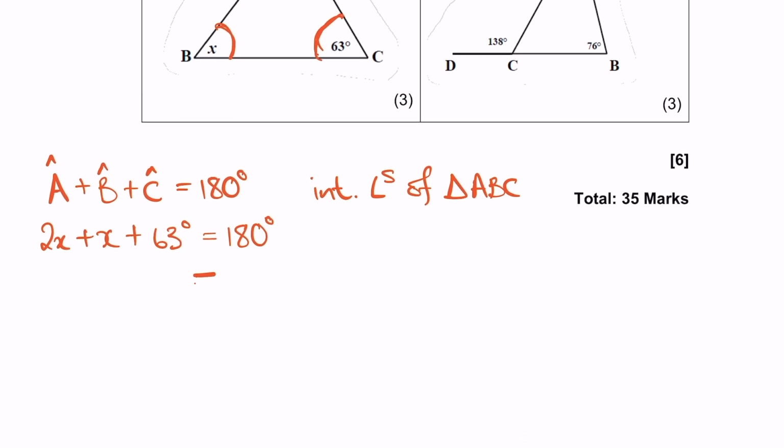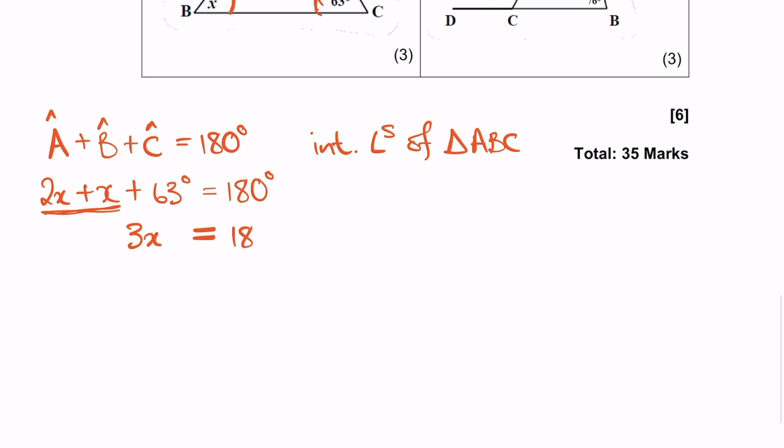So same thing here, we are going to solve an equation. We want our letters on the left and numbers on the right. So 2x plus x gives us 3x, and the 63 degrees I'm going to take to that side, and it will become negative 63 degrees. So doing that, I have 180 degrees minus 63 degrees. So I have 3x, and if you do this on a calculator, 180 minus 63 gives us 117 degrees.